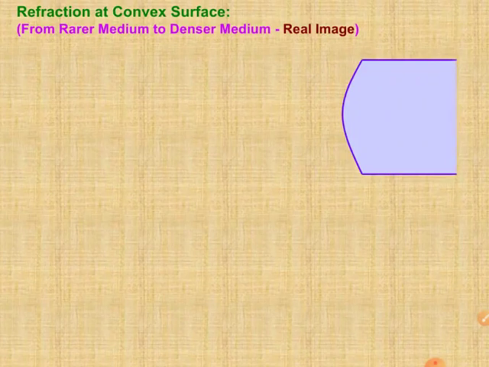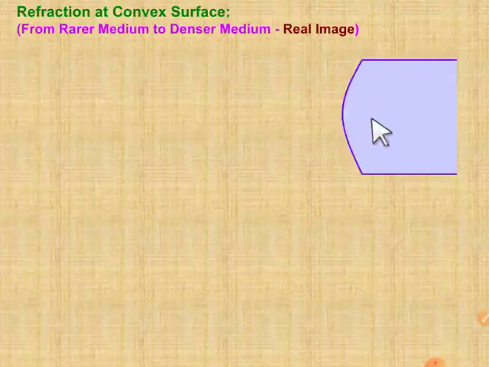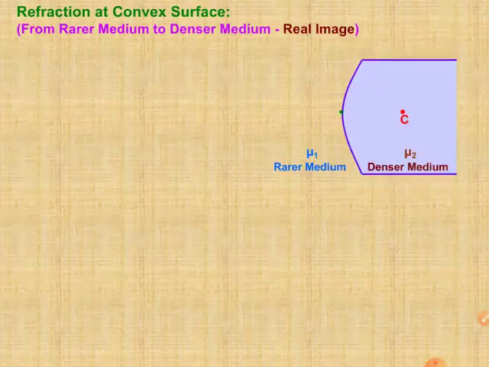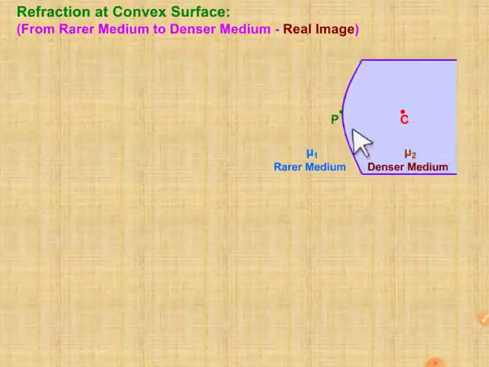So let's take it that this is the convex surface, and the refraction is from rarer to denser. That means the object should be placed in the rarer medium and refraction should take place in the denser medium, right? So let's see all the diagrams one by one. This is the rarer medium having refractive index mu1, and this is the refracting denser medium having refractive index mu2. Now this is the center of curvature for this spherical surface, the pole here. Then we can draw the principal axis like this.